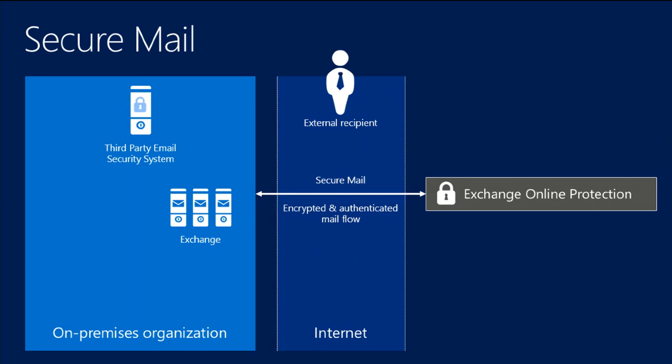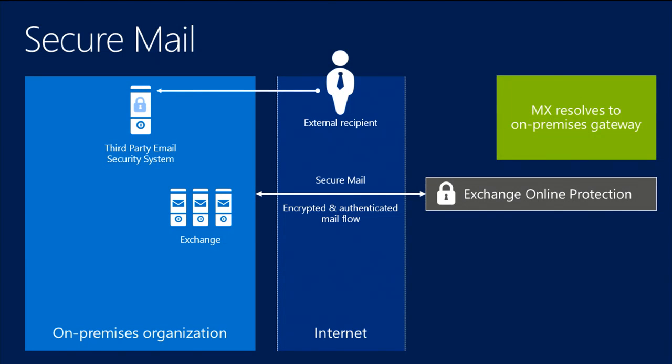All right. So from the standpoint of mail coming into your environment, I can have the MX resolve to any on-premises SMTP gateway. Doesn't even have to be on-premises. This can be some third party that you're currently subscribing to, and the MX record is just not pointing to Exchange Online Protection.